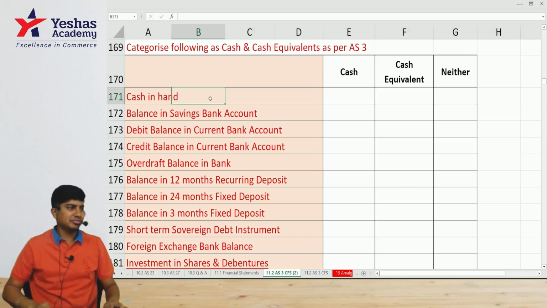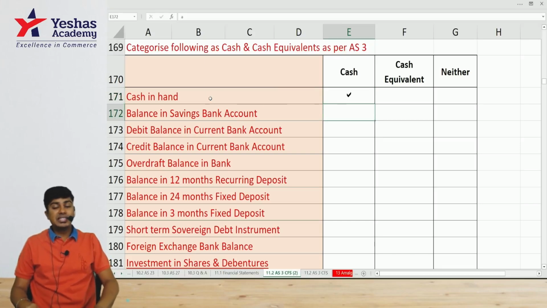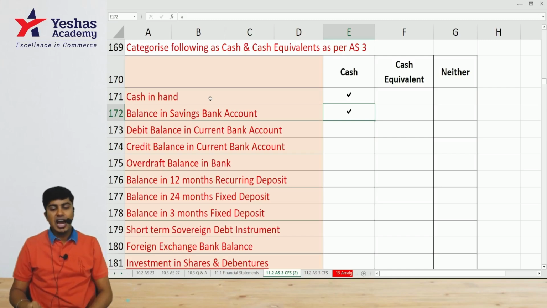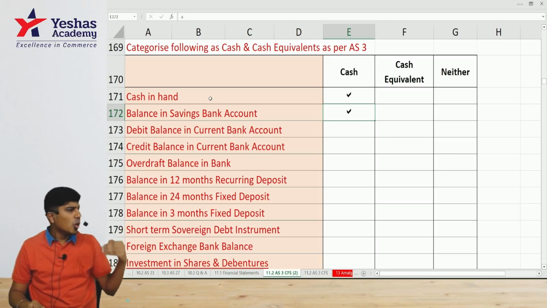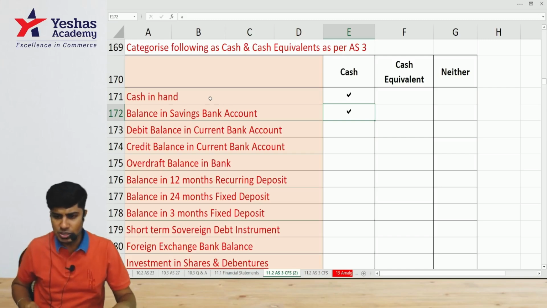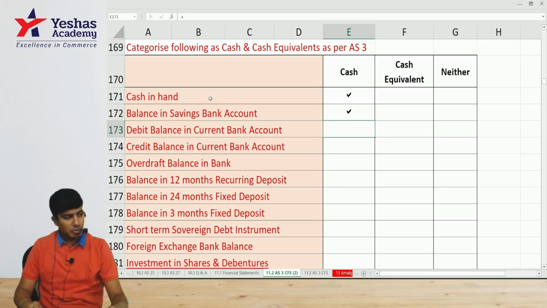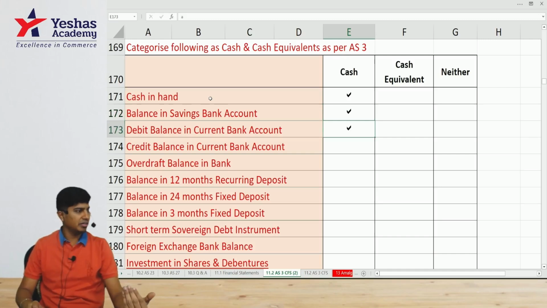Start. Cash in hand. Cash. Bank balance in savings bank account is cash. It is not cash equivalent. It is cash. How about debit balance in current account? Current account is an account where you can overdraw, you have the option, you can have zero balance also. It is a businessman's account basically. So is it cash or cash equivalent? Demand deposit. You can deposit money there and you can withdraw any day.